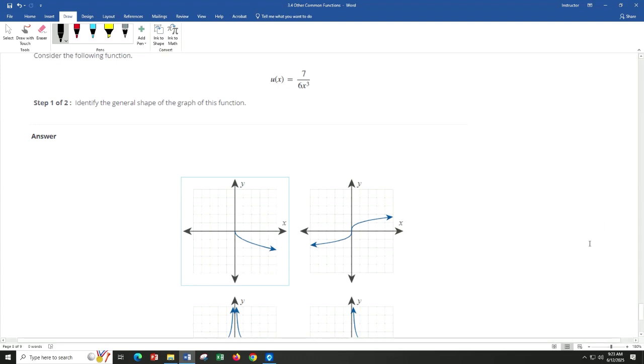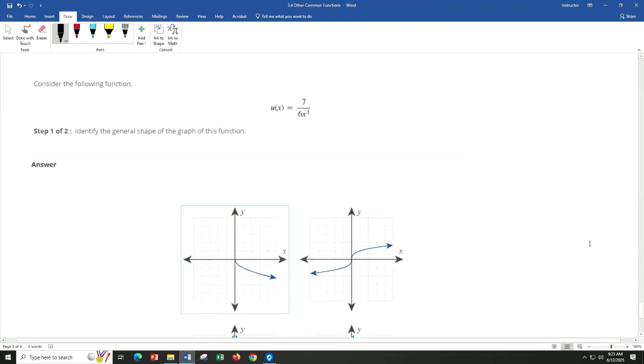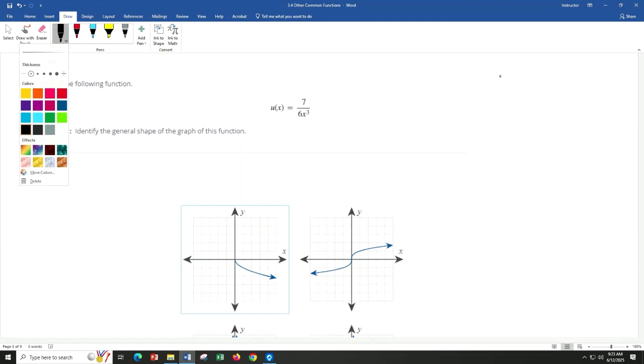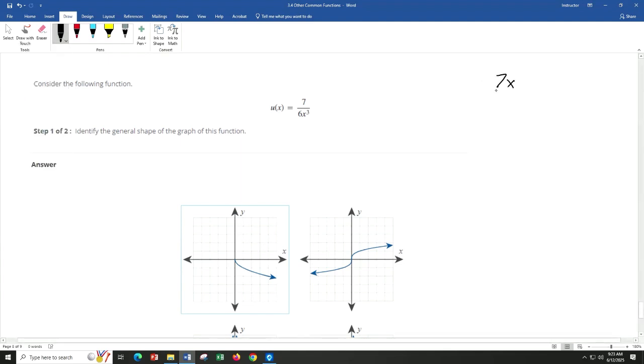Where's your x? The denominator. Right. You can't pull that x out and put it out front. If I had 7x all over 6, that's the same thing as saying 7 over 6x. I cannot do that with this one. So notice what you're seeing here is 7 over 6 times 1 over x cubed.